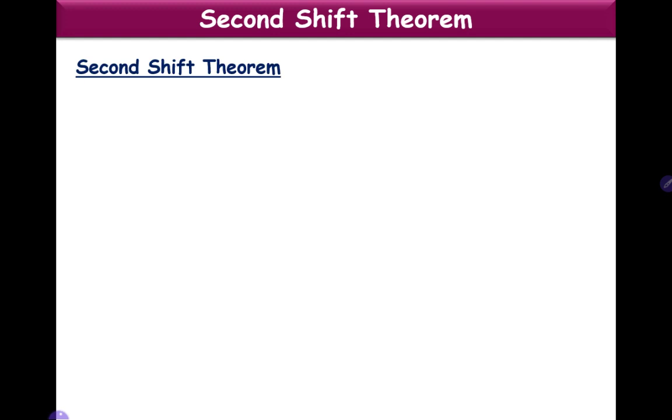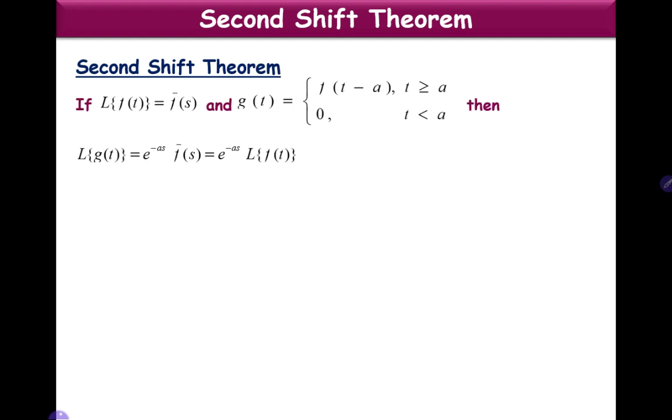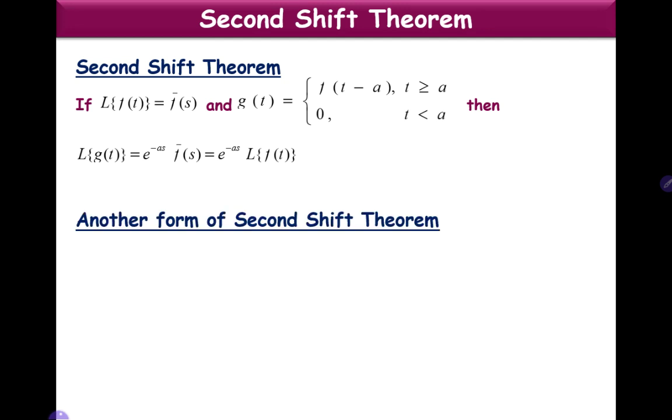And second shift theorem for Laplace transforms is given by this. I'll just read out another form of second shift theorem because we use this form of theorem for our problems in this lecture. Laplace transform of f of t minus a into u of t minus a is e power minus as into Laplace transform of f of t. Here u of t minus a is unit step function. Okay. So now let us move to solve some problems using this unit step function and second shift theorem.